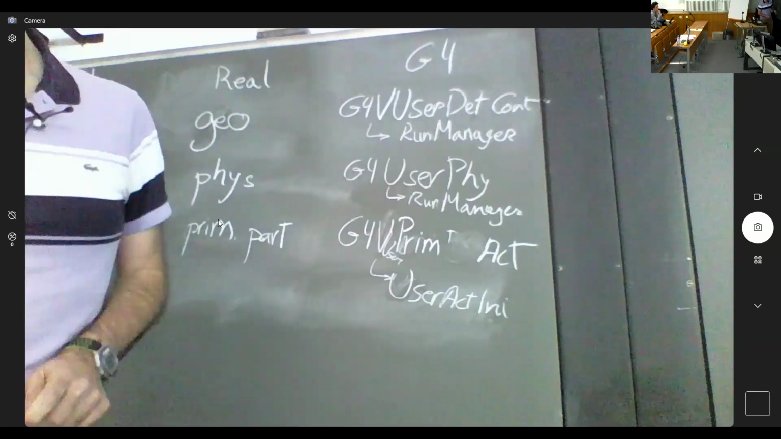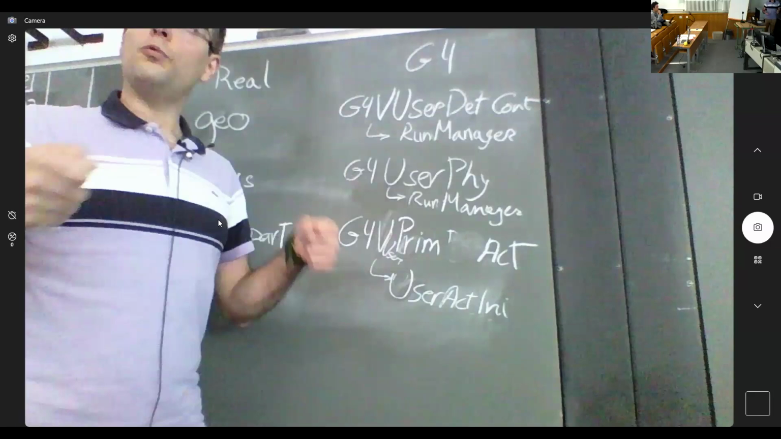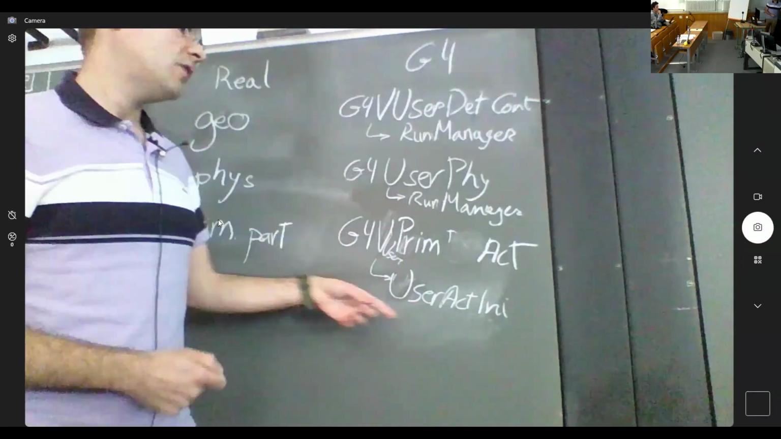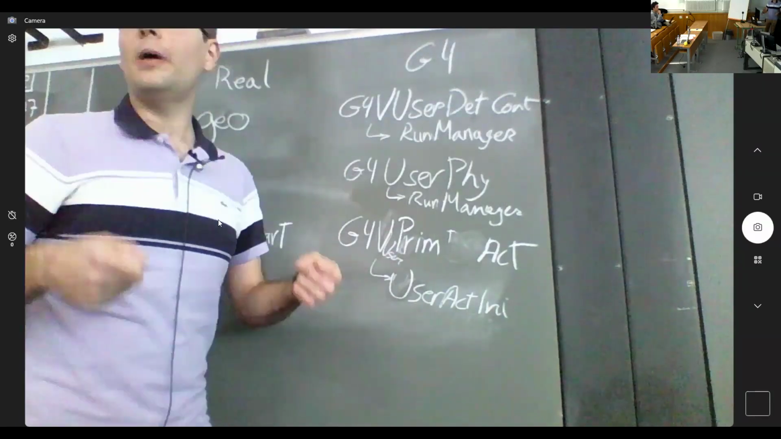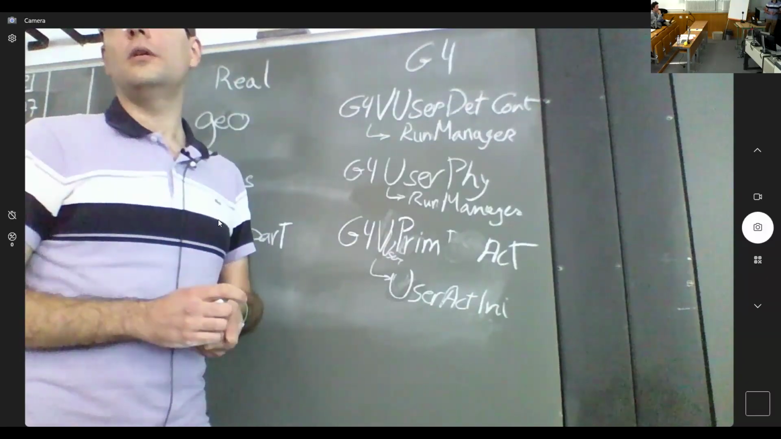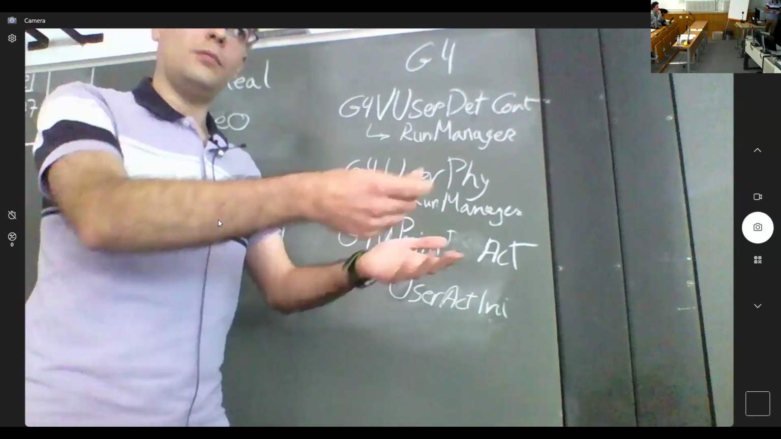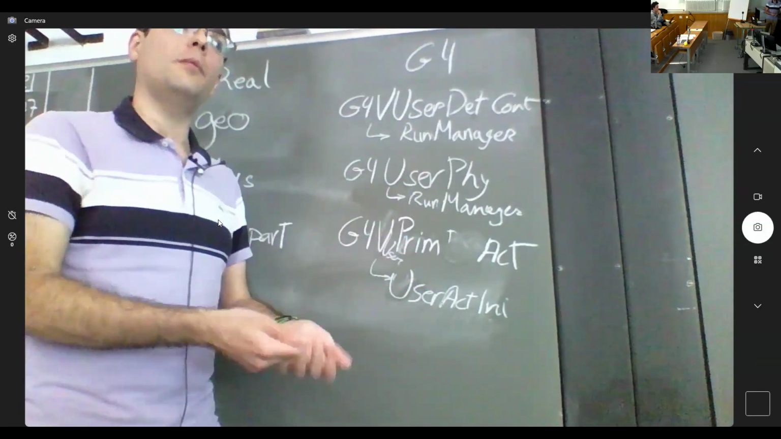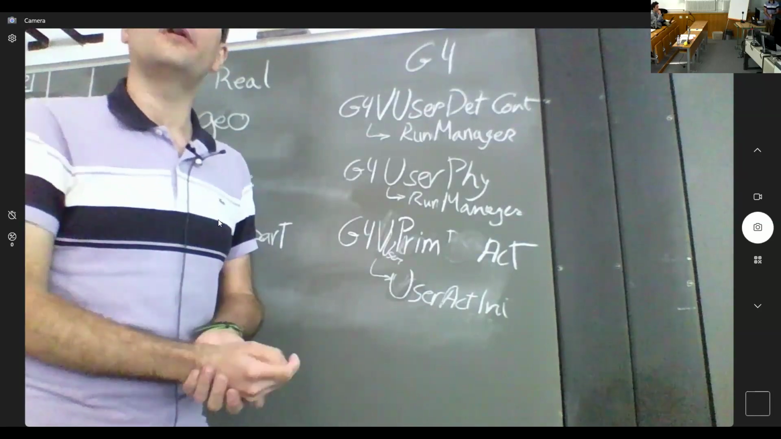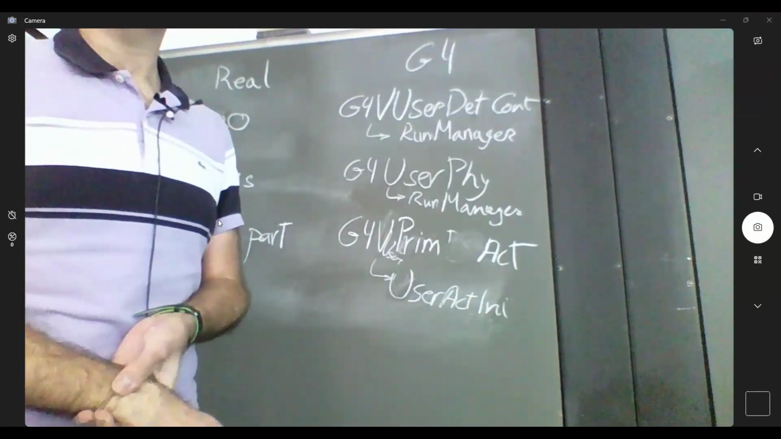Okay. Similarly, as the run manager is a bucket where we put these 3 components, the user action initialization is just another bucket where we will put all the user actions. The only mandatory user action is the one that explains to Geant4 how to inject primary particles, but there are others that we will review on Thursday. Any other question?